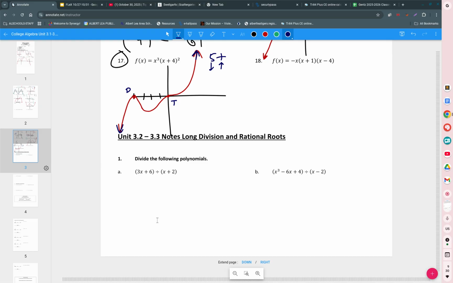We can't factor this. Oh, yeah. It's just gonna touch the point.